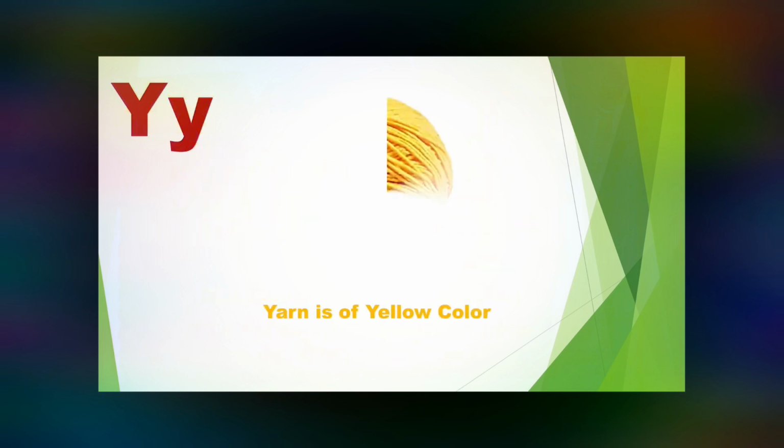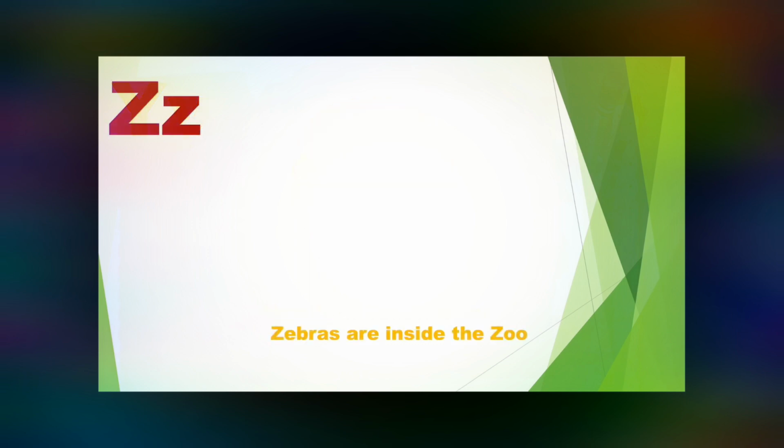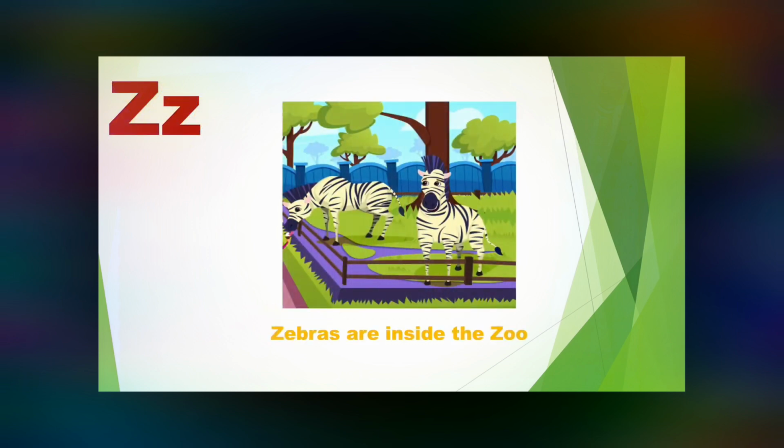Y for yarn and yellow. Yarn is of yellow color. Z for zebra and zoo. Zebras are inside the zoo.